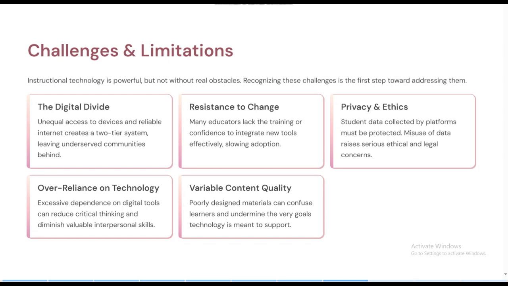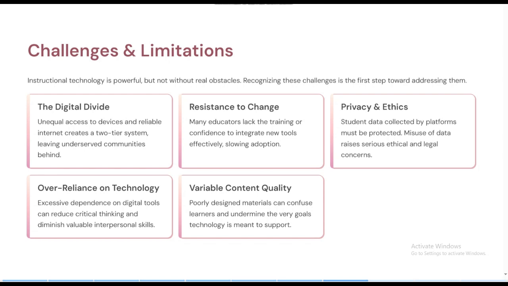So there's nothing good that doesn't come with challenges, and we have some challenges and limitations of instructional technology. When we recognize these challenges, we also can articulate steps to address them. So one of them is the digital divide.